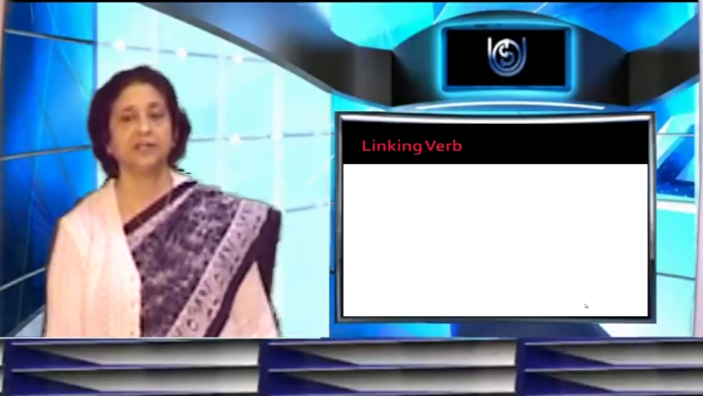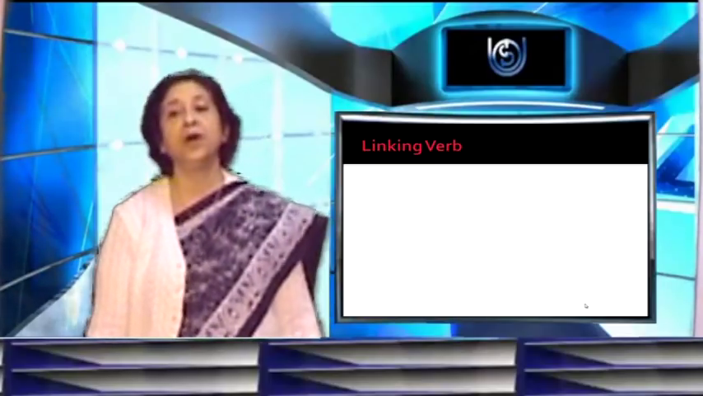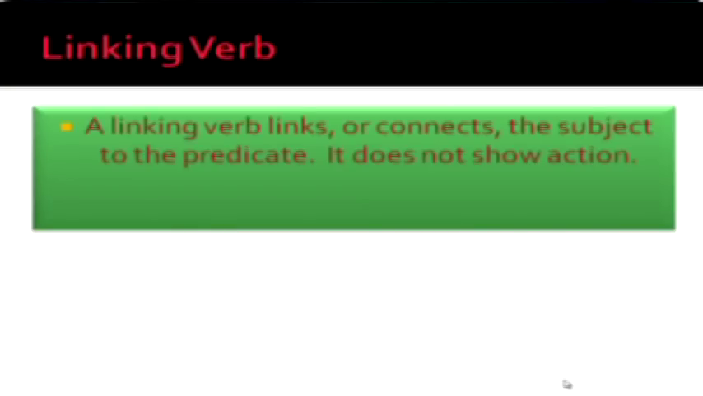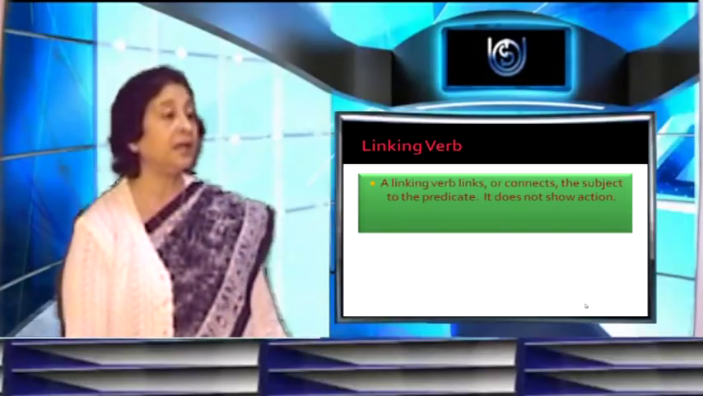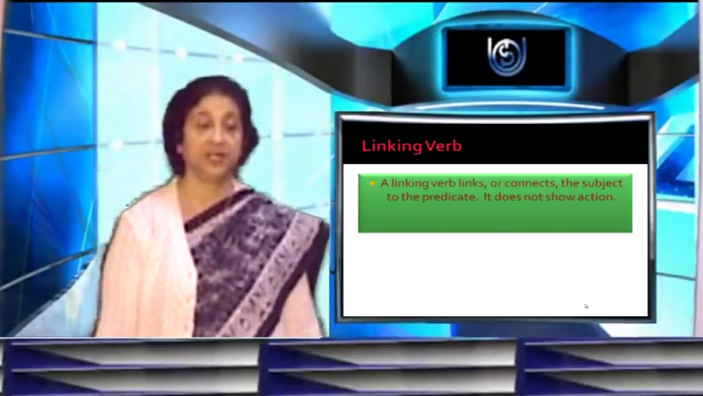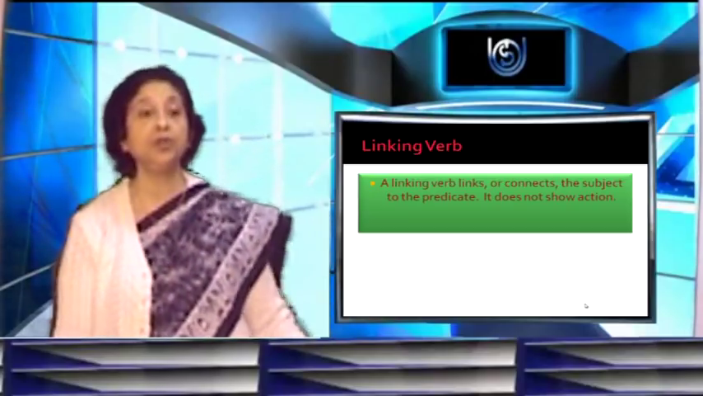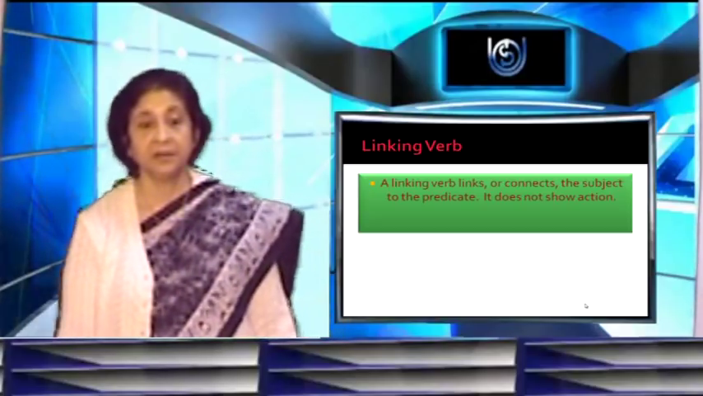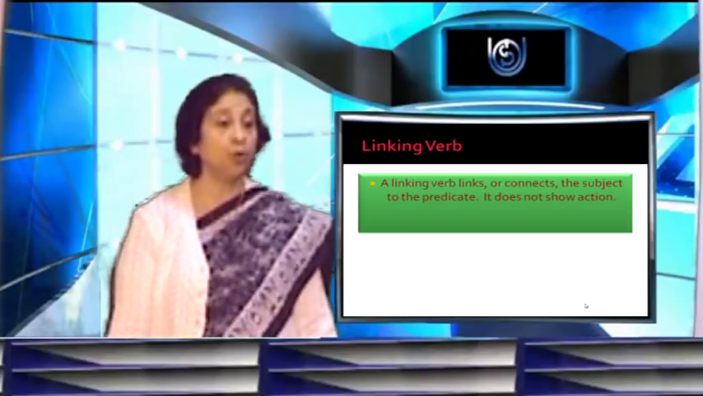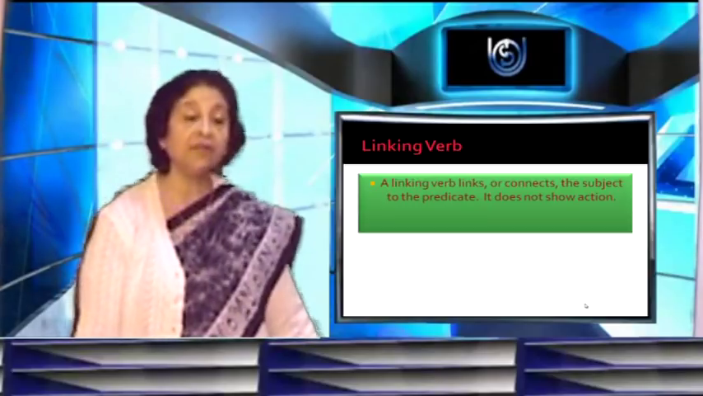Now the next topic, which we are going to discuss today, is the linking verbs. What are the linking verbs? Linking verbs link or connect the subject to the predicate. It does not show any action. As you have read, there is no sentence without a verb. And verb doesn't mean action. In a sentence where there is no action, there is a verb. That is called linking verb or helping verb.